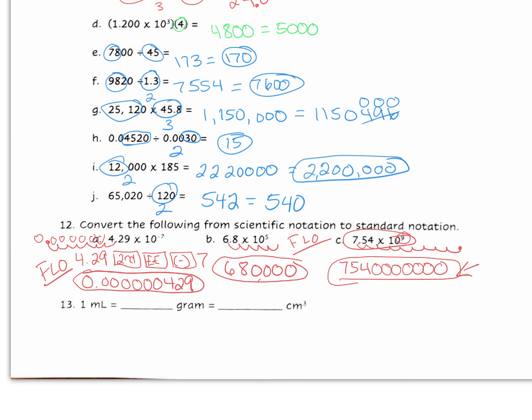All right, number 13, the last thing. You need to know this relationship. 1 milliliter equals 1 gram equals 1 cubic centimeter. So what this means is if I have 25 milliliters, then I'm going to have 25 grams, and then I'm going to have 25 cubic centimeters, because they're all a 1-to-1 ratio.